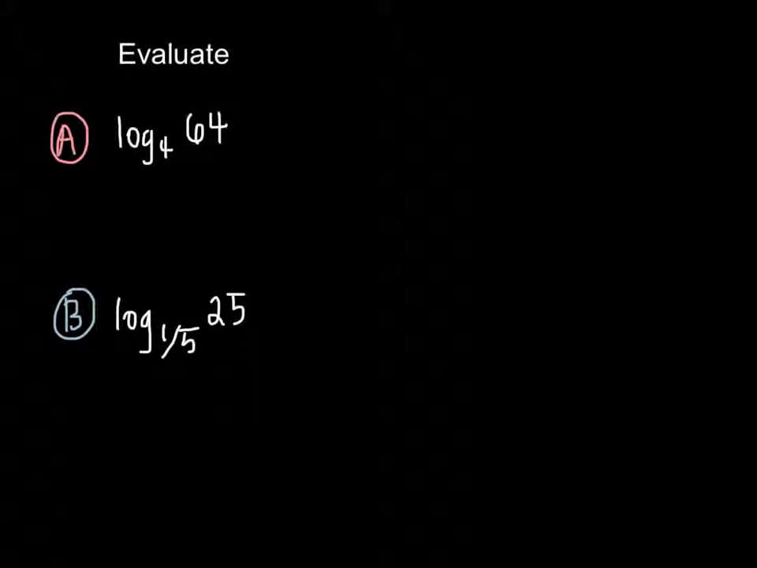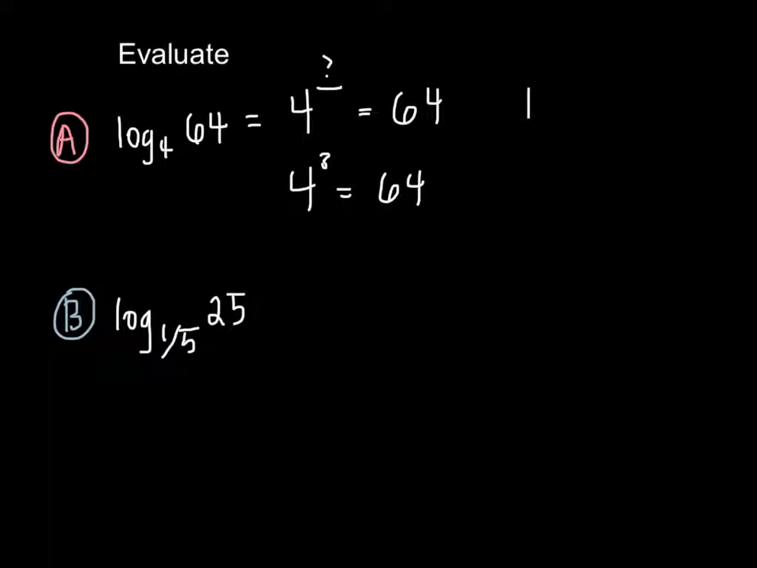So in solving a problem, we're going to be told to evaluate log base 4 of 64. This equals 4 to the something equals 64. We know that 4 to the third is 64. So therefore, log base 4 of 64 equals 3.